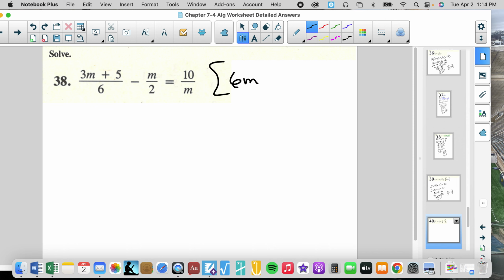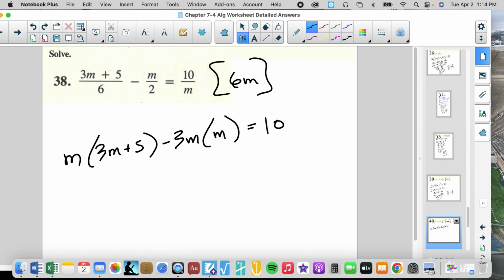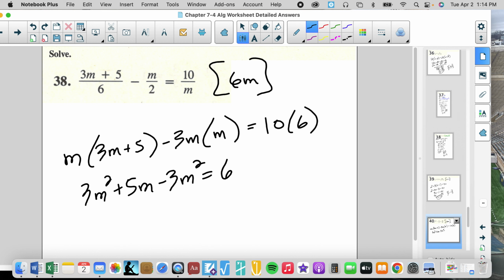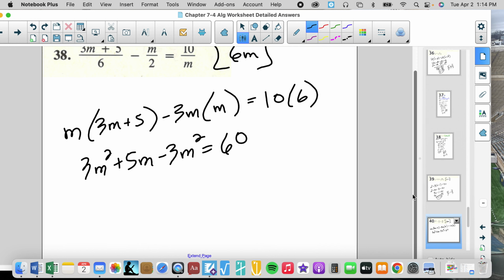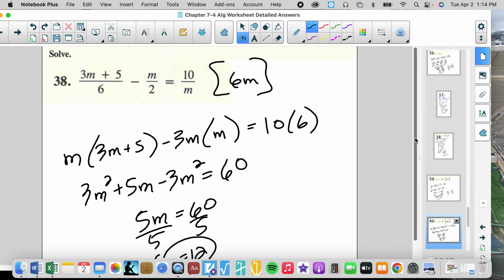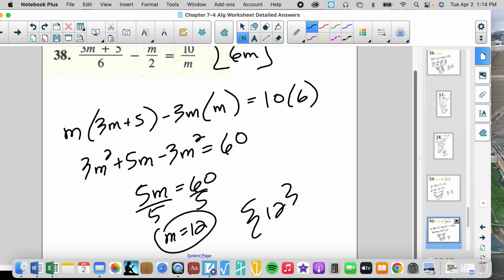We have 6m, and that's going to give me m times the quantity 3m plus 5. That's going to give me negative 3m times m equals 10 times 6. 3m squared plus 5m minus 3m squared equals 60. Let's simplify. Oh, 5m equals 60. The m squares cancel. Divide by 5, and m equals 12. That was a fun one. 12's okay, so 12 is my solution.